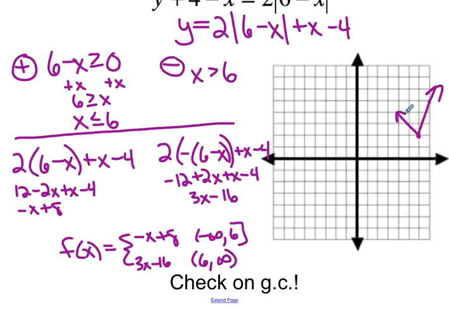Notice how if I continued this line, I'd hit at 8, which is good because that's the y-intercept. You could just use that. Again, we have something that's not a perfect V, but it does work. We can certainly check it on the graphing calculator.